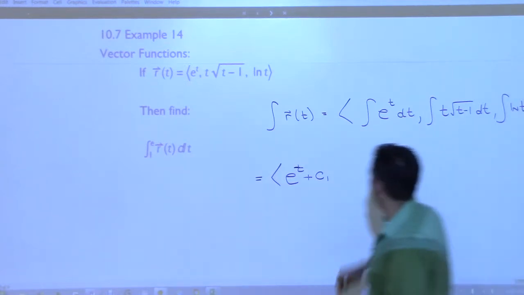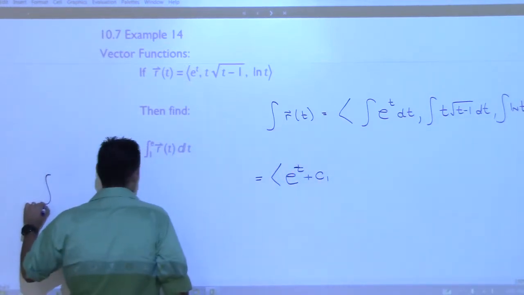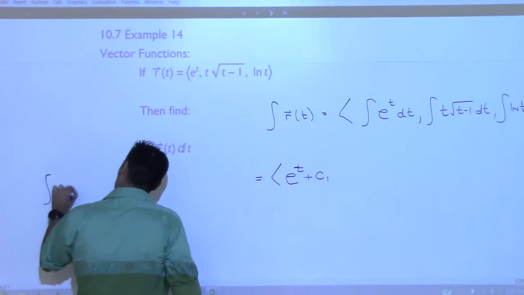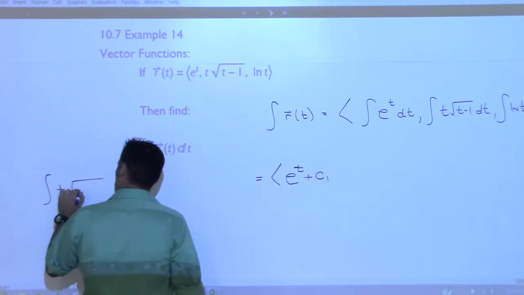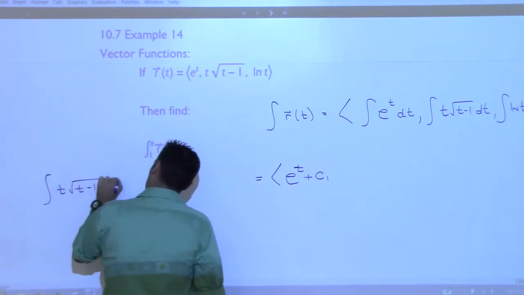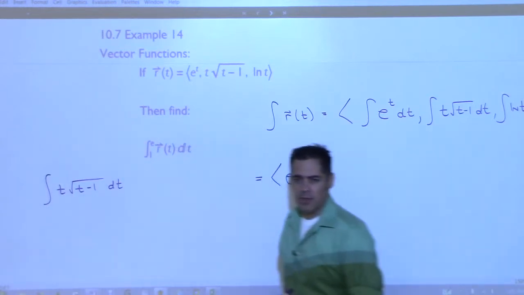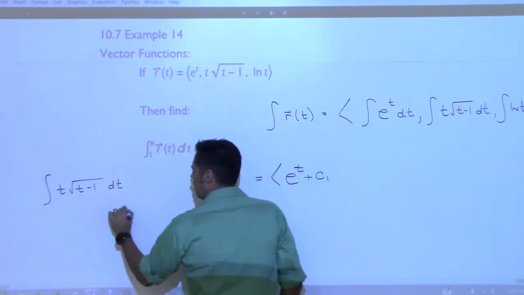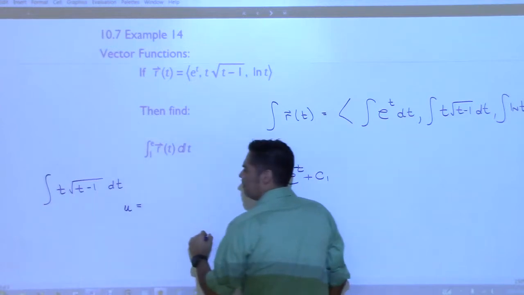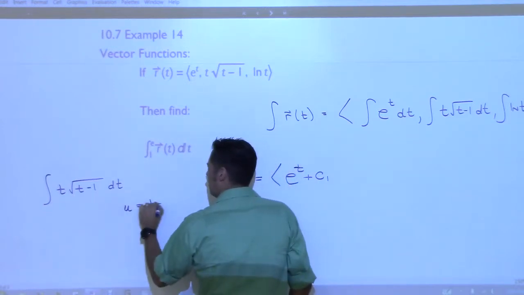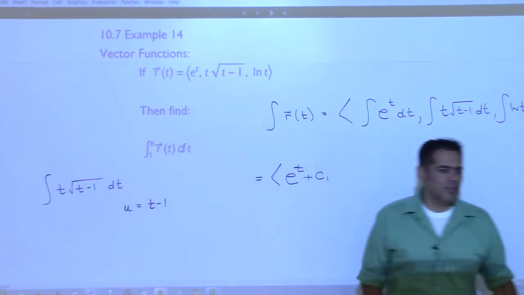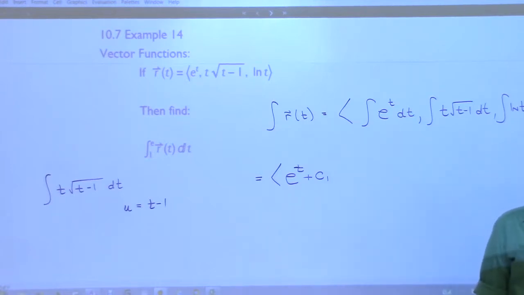Yeah, so I'm going to do that over here on the side. If I was doing this, then I would have the integral of t root t minus 1 dt. I would do a u substitution on this one. Real quick, what are we using as our u sub? t minus 1. And this is one of those where it may not look like a u sub at first, but when you do u sub, it works out.